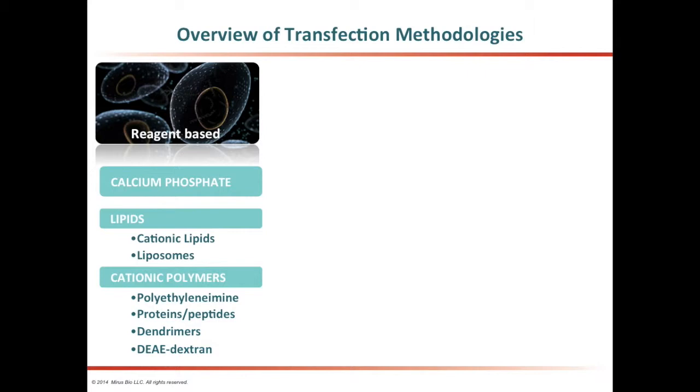Many commercially available reagents are based off of lipids, and this includes the use of cationic lipids as well as liposomes. Another major component found in transfection reagents is cationic polymers. Some examples are polyethyleneimine, or PEI, cationic proteins, highly branched compounds called dendrimers, and DEAE dextran.